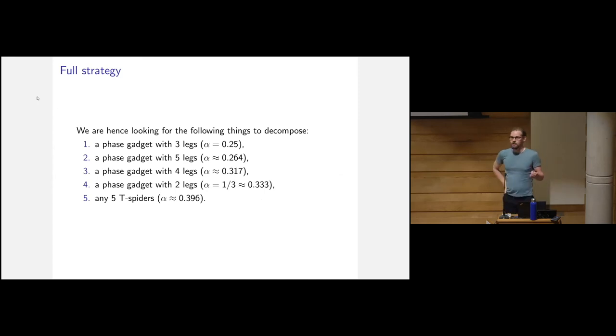Okay, so instead of just decomposing randomly, we actually have a preference for decomposition, right? We are first looking for phase gadgets with a certain number of legs, and only then are we looking for any 5 T spiders. And so this gives us better decompositions here.